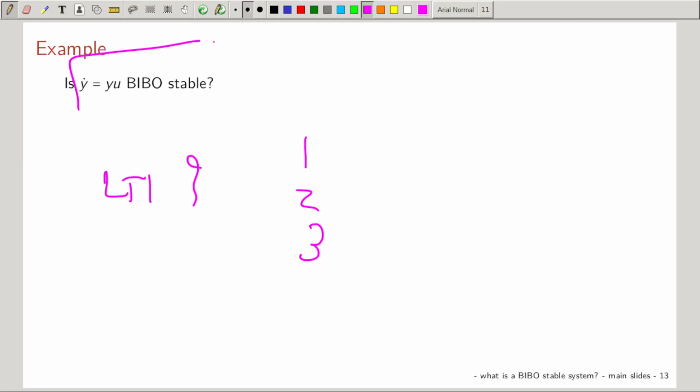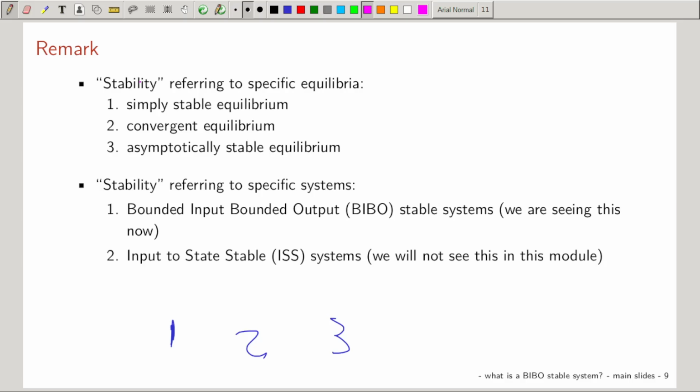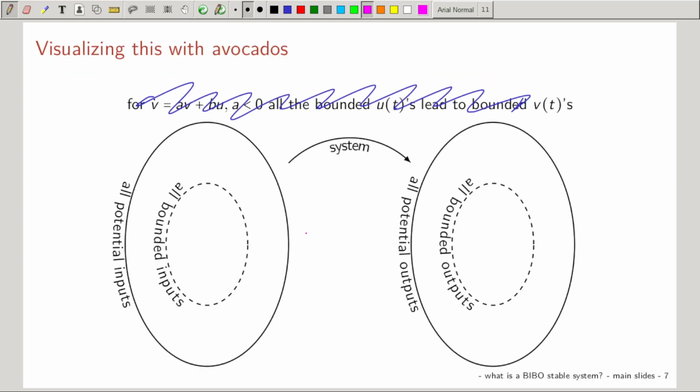Are we talking about BIBO stability of LTI systems only? No. We can talk about BIBO stability of general systems. Important point, then we come back. Whenever we were drawing the two avocados, the avocado of the inputs and the avocado of the outputs, were we mentioning linearity or superposition effects? No. Okay? BIBO stability applies to any system, and we are not confined to LTI systems. We can talk about BIBO stability of any system. Are we together on this? Perfect.